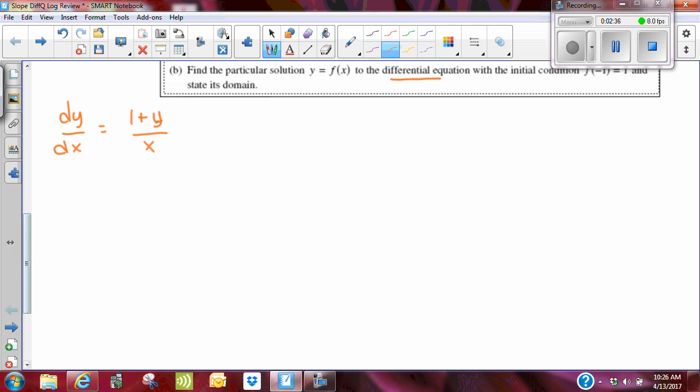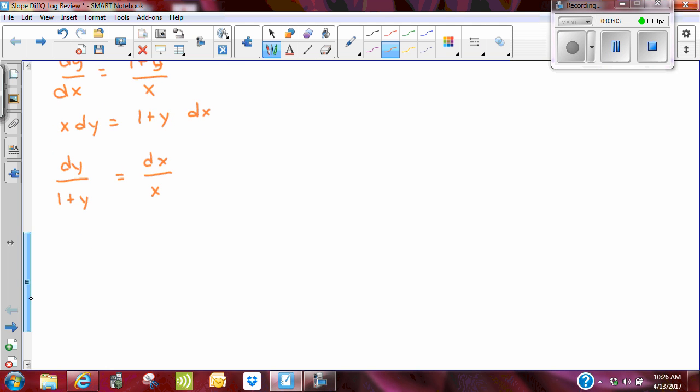So to do that, if you cross multiplied, or just did it in your head, you should end up with dy over 1 plus y equals dx over x. The dy and dx have to be in a numerator. You cannot integrate them when they're in the denominator, so they have to be in the numerator, so that's how you know which way to go.